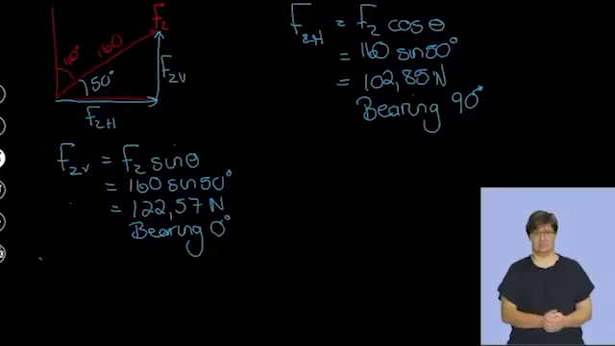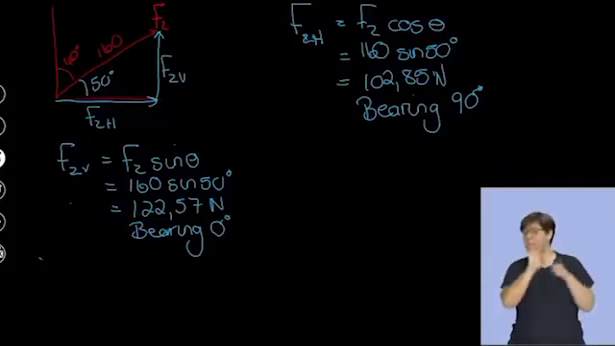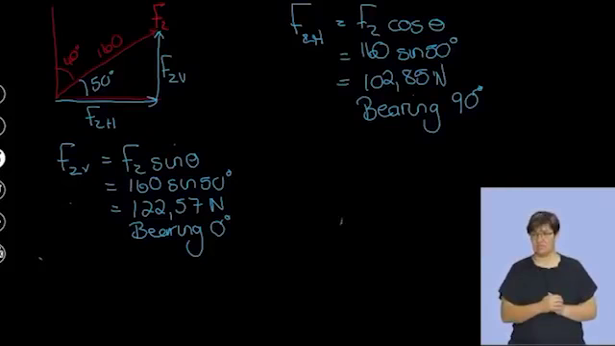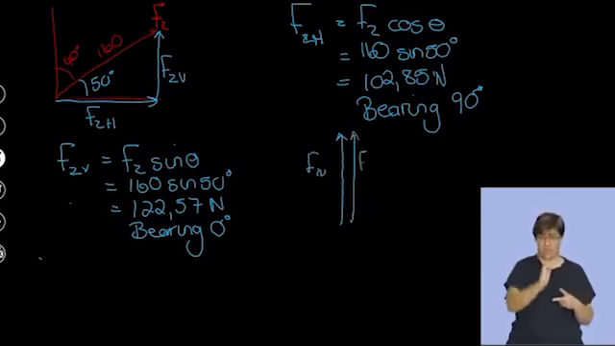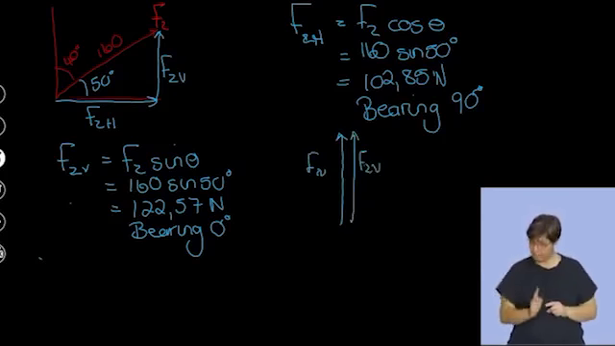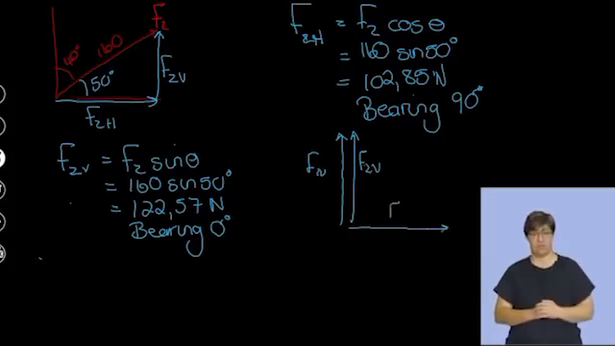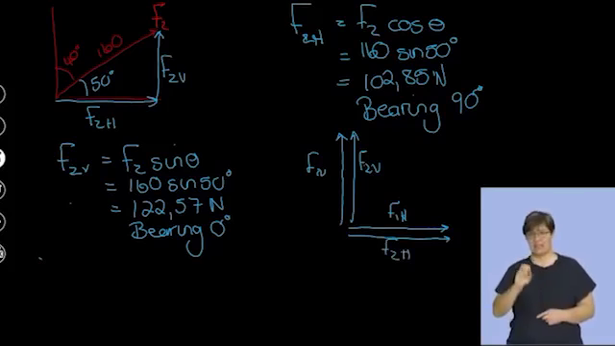Okay, so what we have found out is this. We have a vertical component from the first force that's bearing 0 degrees, going up. We have a vertical component from the second force that's also bearing up, going upwards. We have a horizontal force from the first one, which is going 90 degrees. And we have a horizontal force from the second one that's also going at 90 degrees.